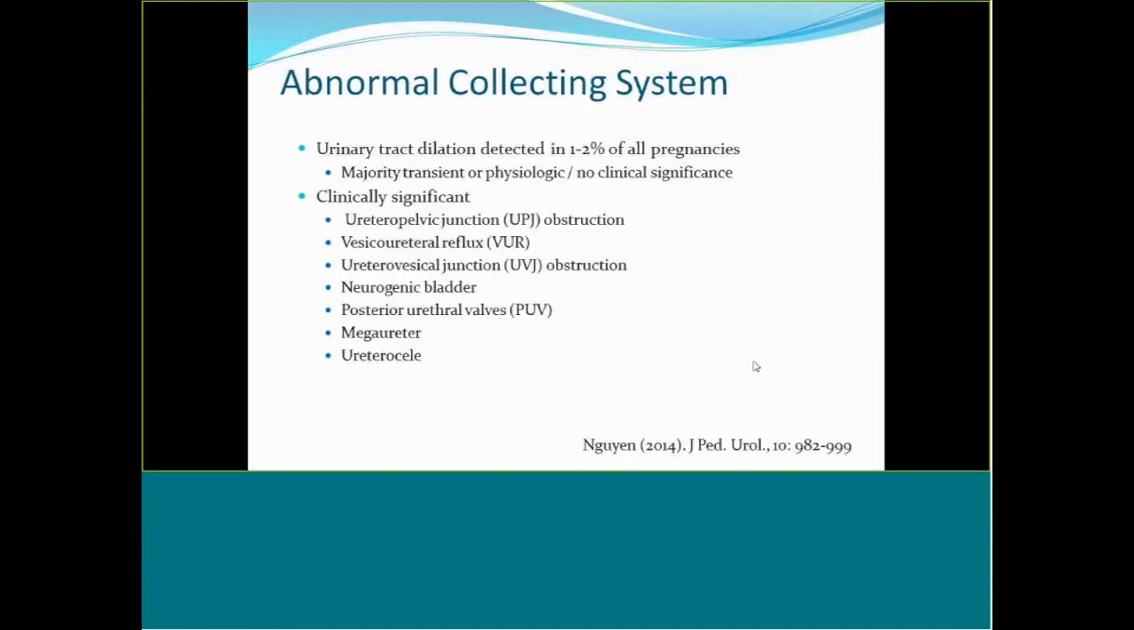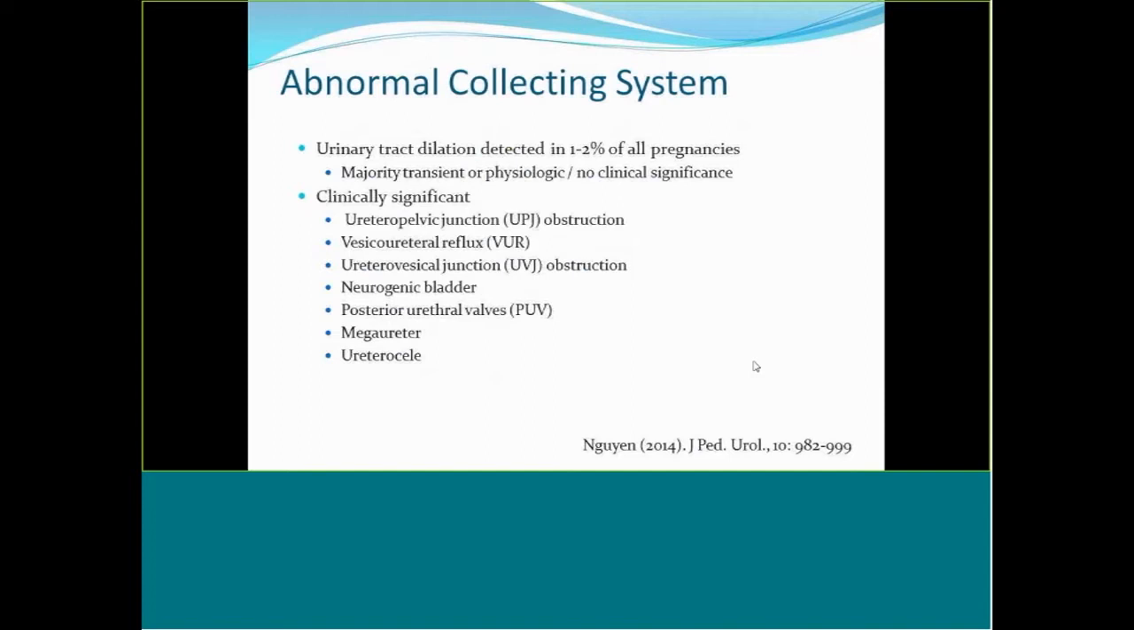So, abnormalities in the collecting system. These are the ones that you probably see the most referrals for. Urinary tract dilatation is detected in up to 2% of all pregnancies, and most of the time it's transient. It has no clinical significance, and often by the next ultrasound it may have gone away, and you'll see it waxing and waning. But the ones that do have clinical significance I've listed here.